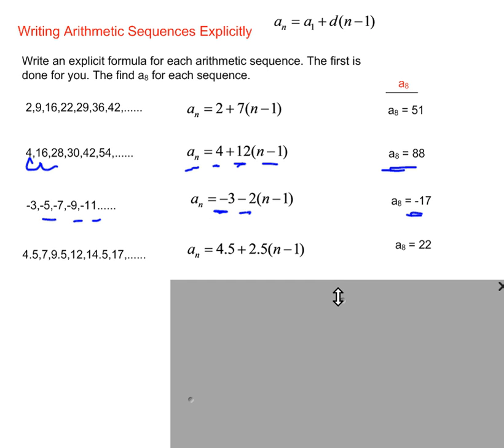The last one, same idea. The initial value is 4.5. It's going up by 2.5 each time. Remember to take a number and always subtract the previous number, and we're going to get our common difference, which in this case is going to be 2.5. A sub 8 is equal to 22.